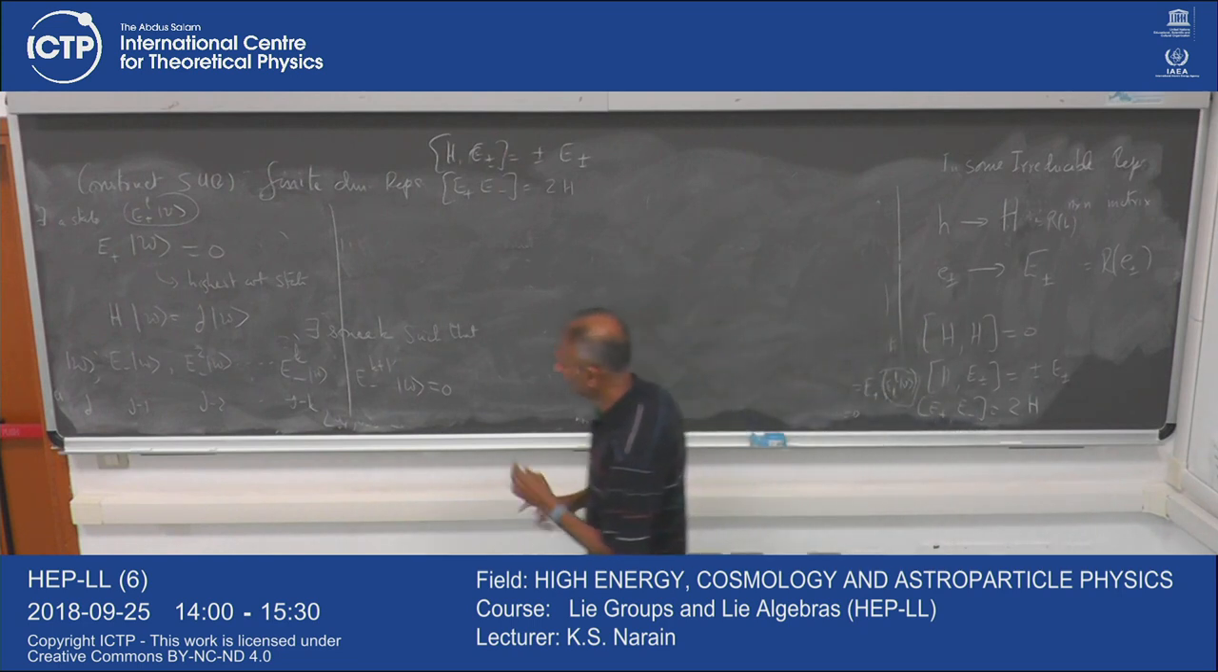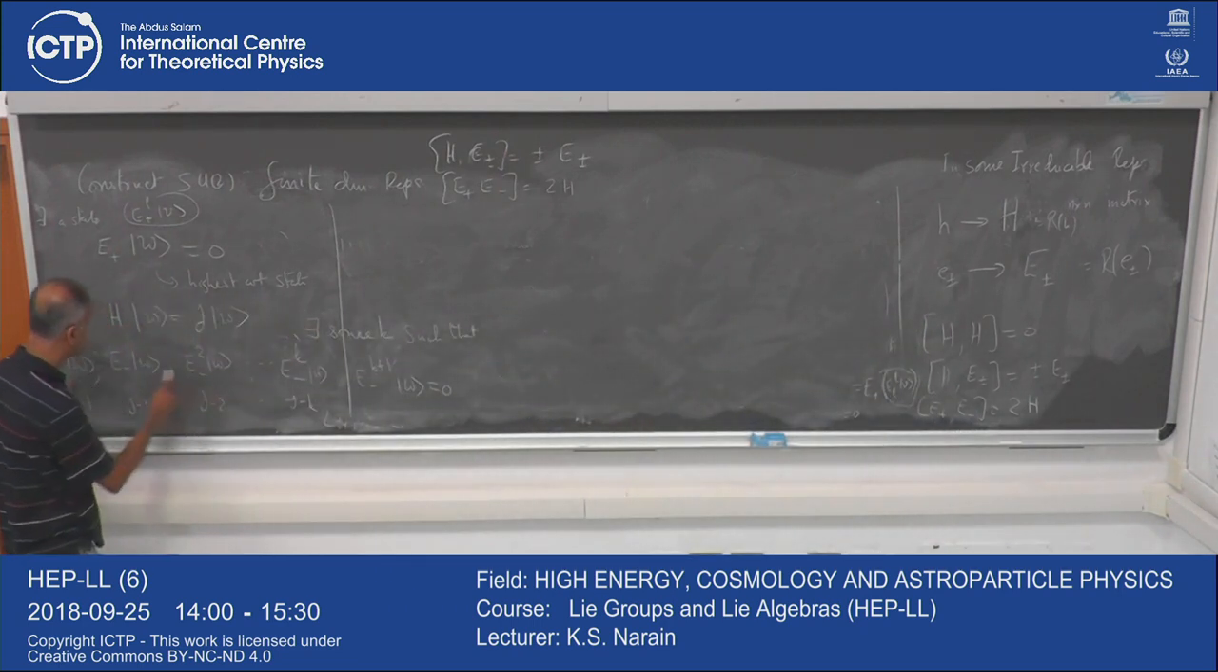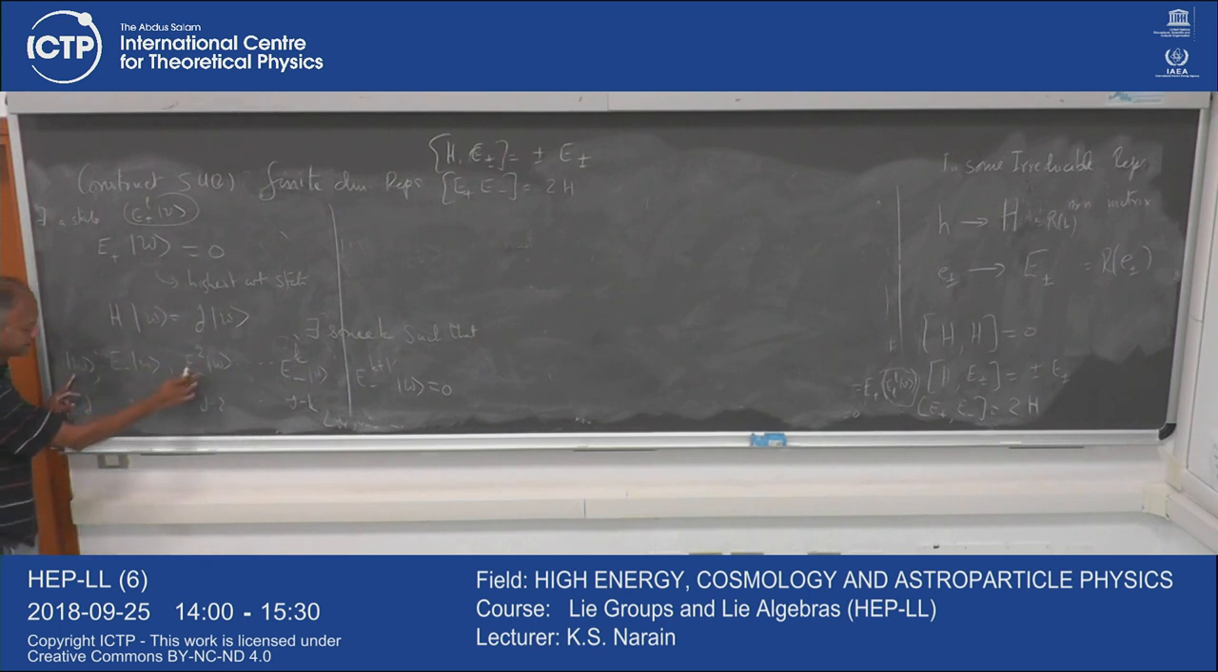But before that, let's look at this. I now have a K plus one dimensional space, because these states all have different eigenvalues, so they are linearly independent. I know the action of E minus takes you from one to the next, and H acts on each of them and gives a number. So under the action of H and E minus, this space is certainly invariant, meaning a state from here goes to a state in the same space.